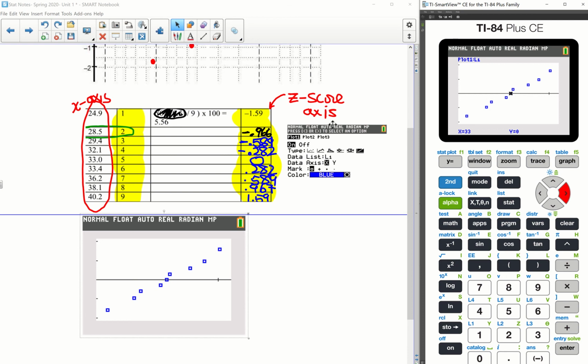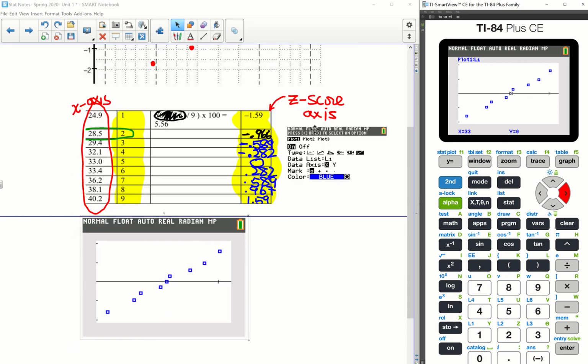So anyway, that's where we're going to leave it for tonight. Brains ready to explode? No, it's not that bad. It's very procedural, but it does take a little bit of practice.